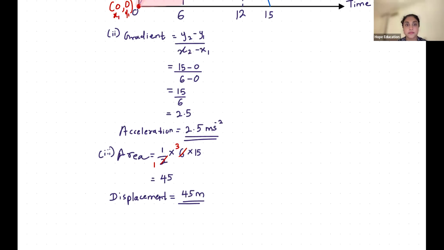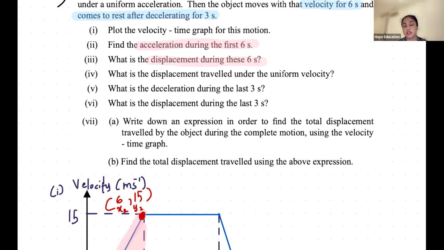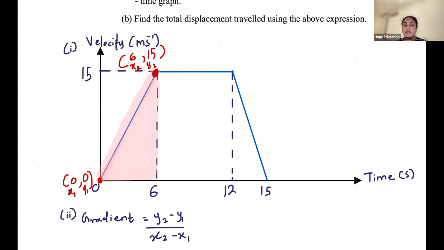Then Roman number 4. What is the displacement traveled under uniform velocity? So uniform velocity means same velocity. How do I find the displacement of this section? How do I find the displacement of that section?